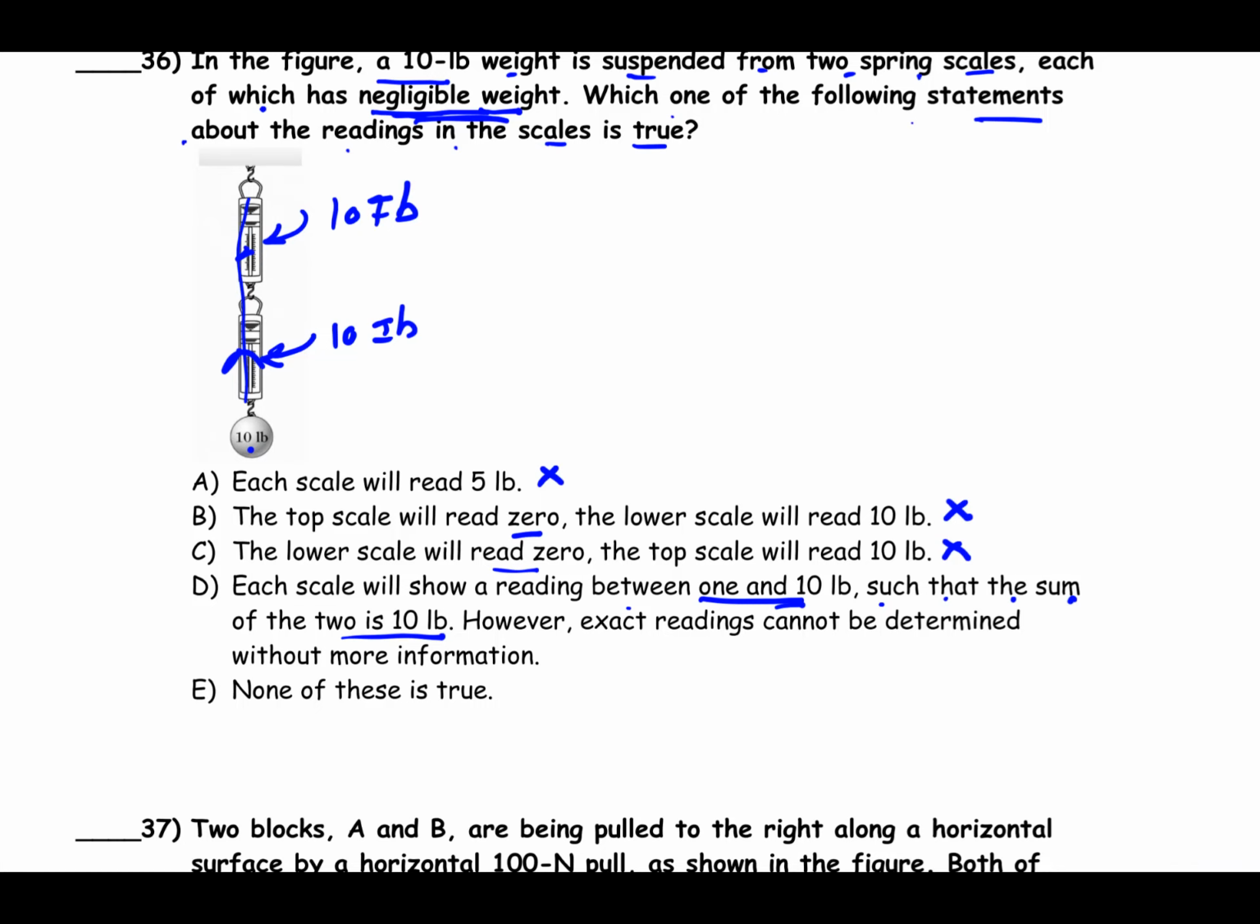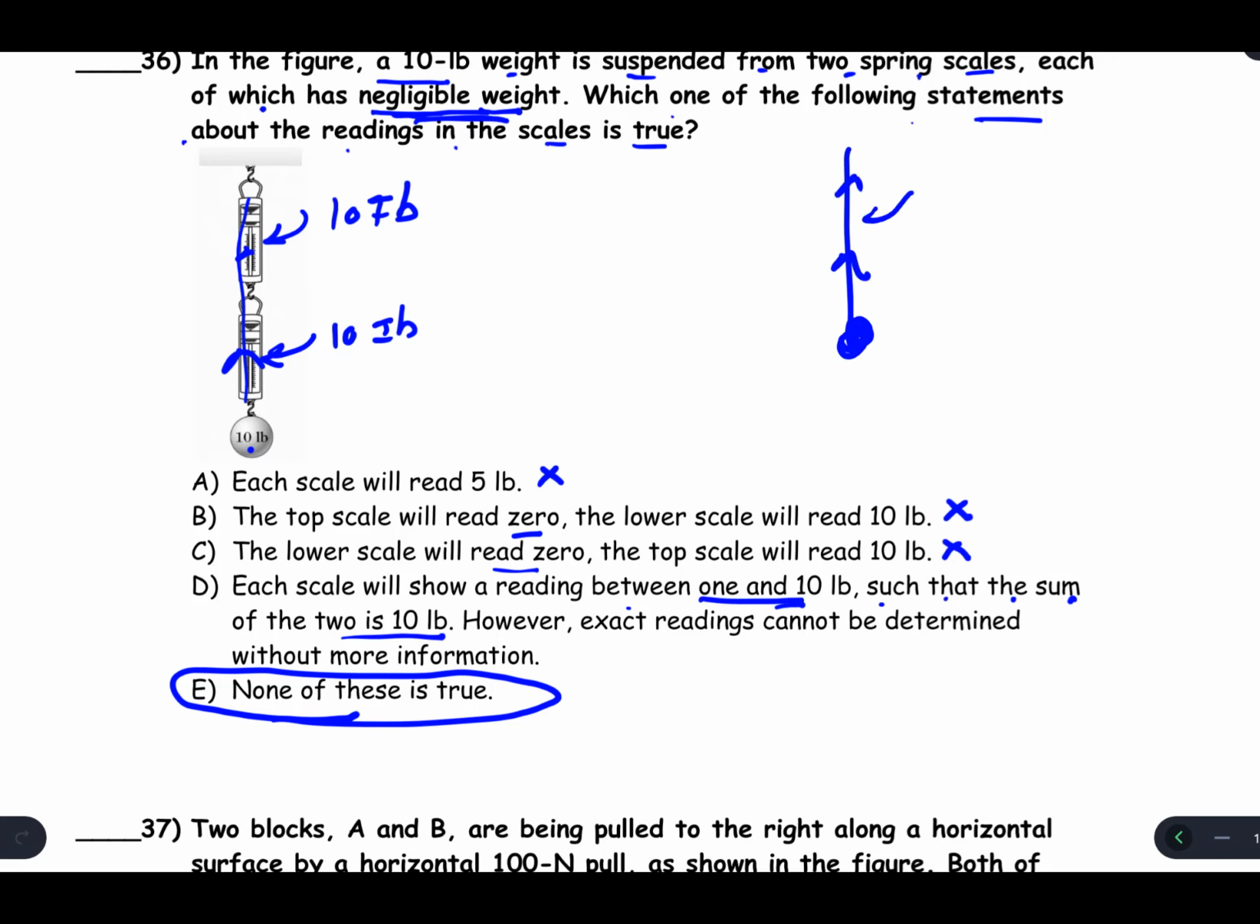None of the above, none of this is true, because each scale will read 10. Imagine that you have something here, and the tension in all the string will be the same. So the answer is E.